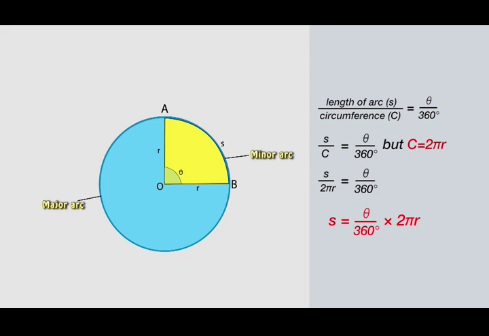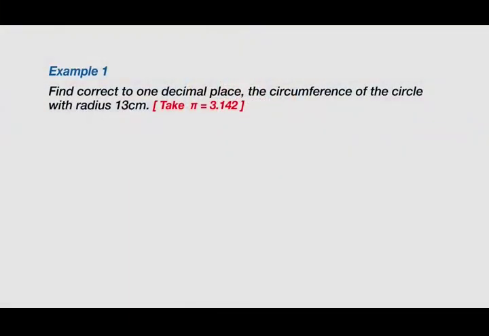Now, that formula is very important because that is what we will be using to work our questions. So now it's time for us to solve some examples. Example 1. Find correct to 1 decimal place the circumference of the circle with radius 13 centimeters. And take pi to be equal to 3.142. Let's look at the solution.